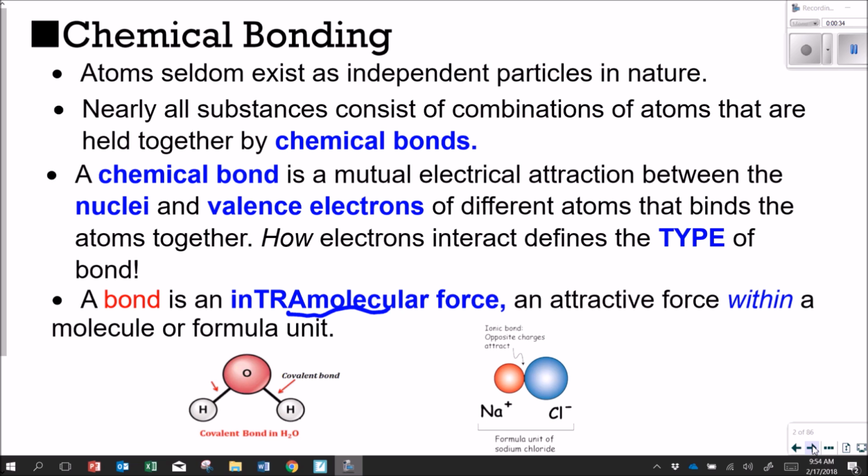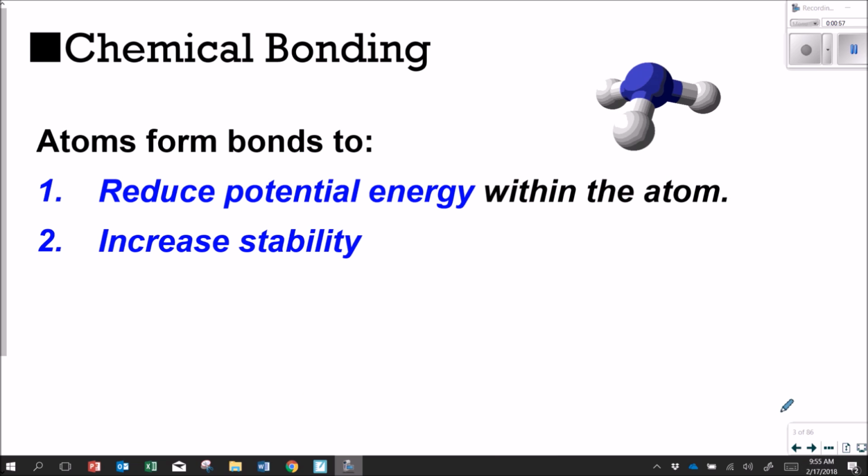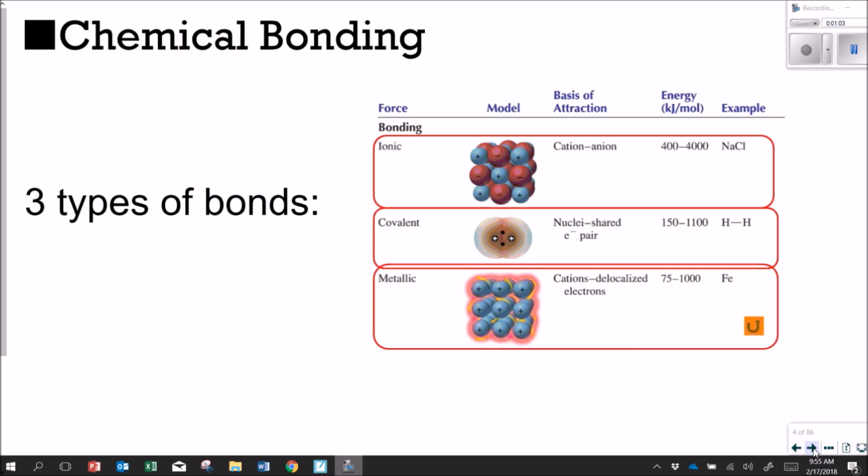So a chemical bond is a mutual electrical attraction between the nuclei and the valence electrons of different atoms that binds those atoms together. So how electrons interact will define the type of bond. A bond is an intramolecular force, which is an attractive force within a molecule or a formula unit. Remember also that atoms bond to reduce their potential energy and to increase their stability.